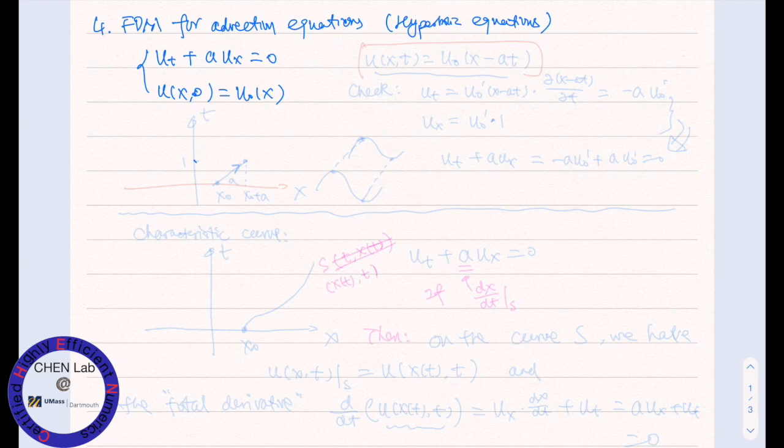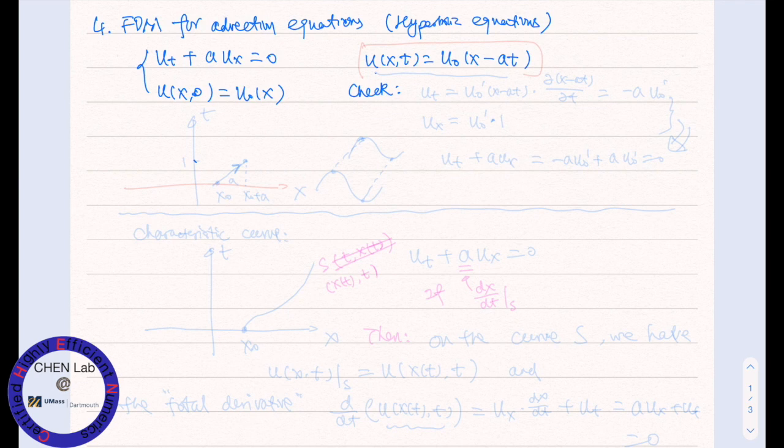For those who have seen this, the solution is trivial. It is simply u(x,t) = u_0(x − at). Notice that here u_0 is a univariate function, a single variate function, so we can talk about its derivative.